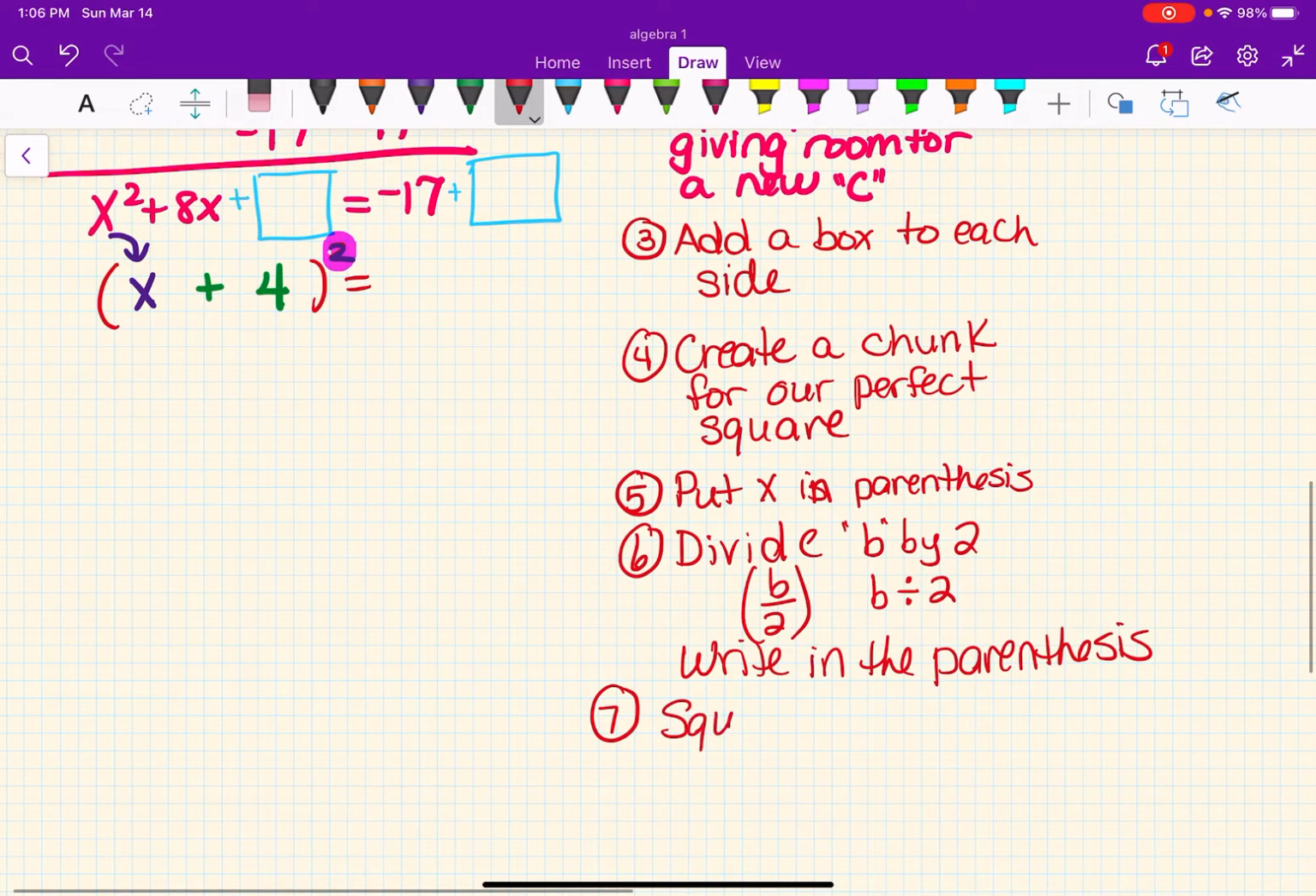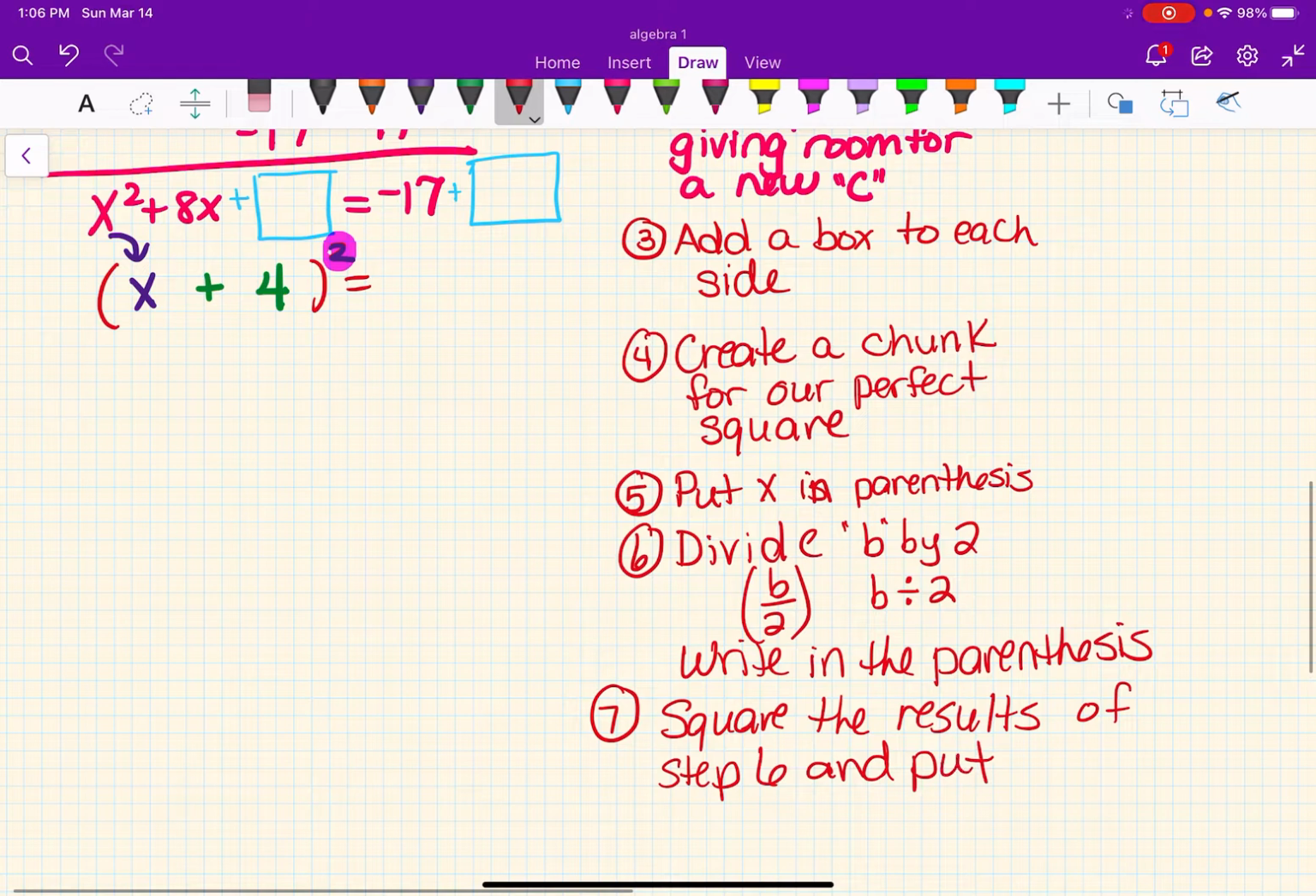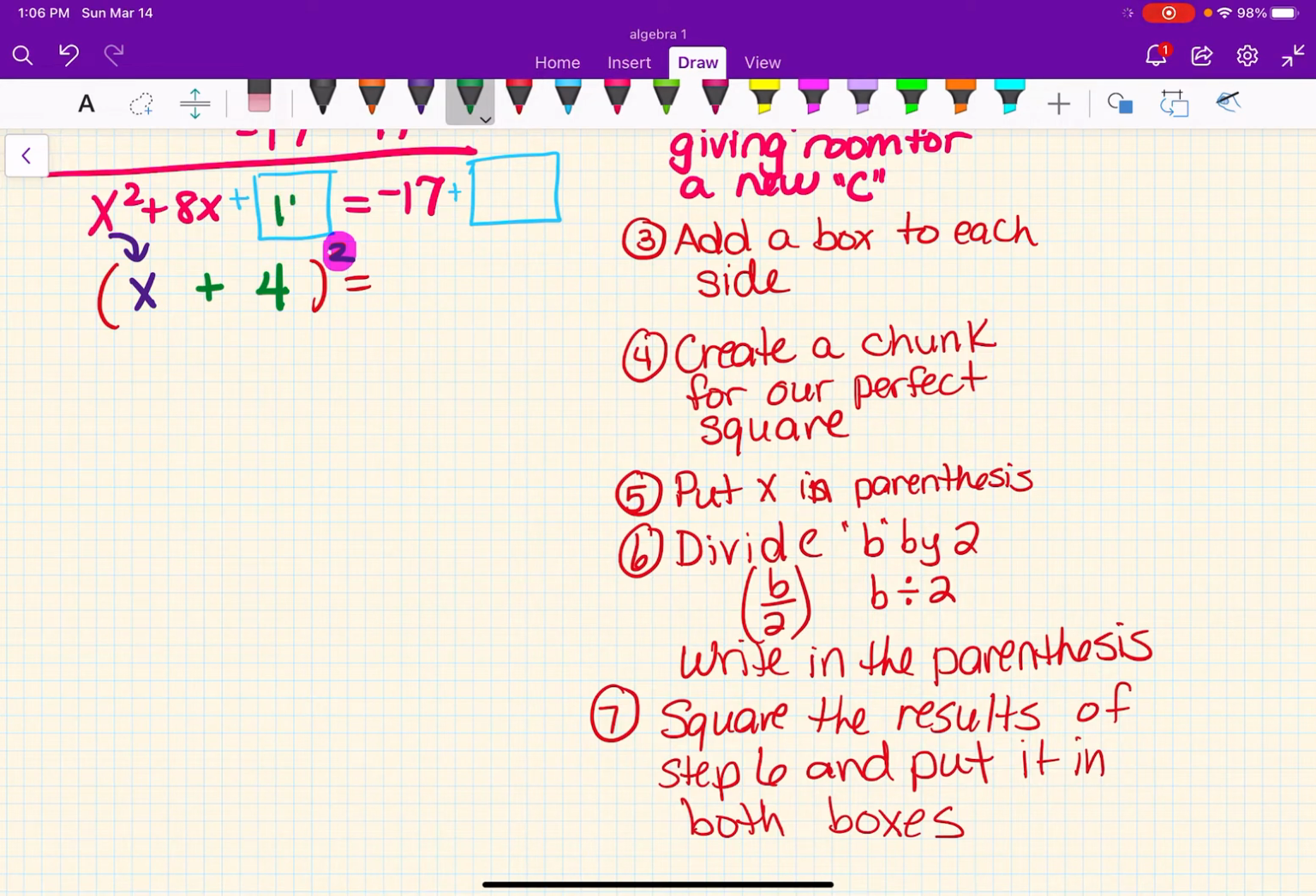So you're going to square the results of step 6 and put it in both boxes. That's why we're creating that new c that's a perfect square. You can't just put it in one box because we're adding a brand new number to the equation. Remember, whatever you do to one side of an equation, you've got to do to the other. So we're going to add a 16 to both sides. That creates a perfect square.